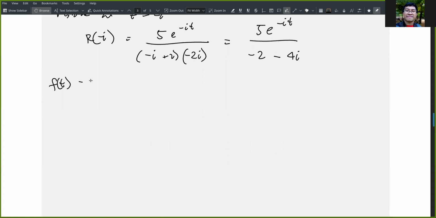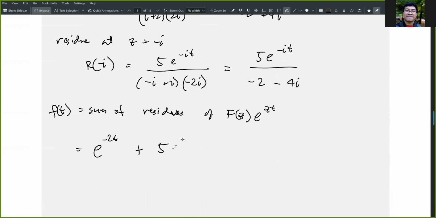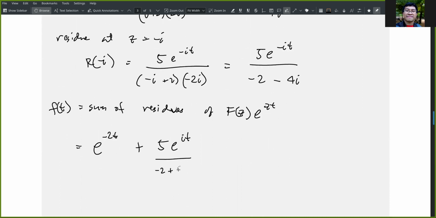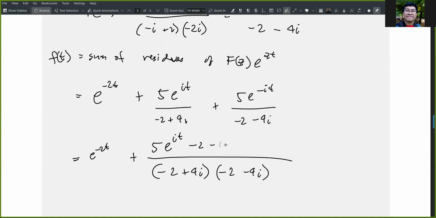Finally, we can write f(t) as the sum of residues of f(z)e^(zt), which means this 3 here, e to the minus 2t, plus 5e^(it) over minus 2 plus 4i, plus 5e^(-it) over minus 2 minus 4i. Okay, we keep this, we combine these two. We have 5e^(it) over minus 2 minus 4i, plus 5e^(-it) over minus 2 plus 4i.